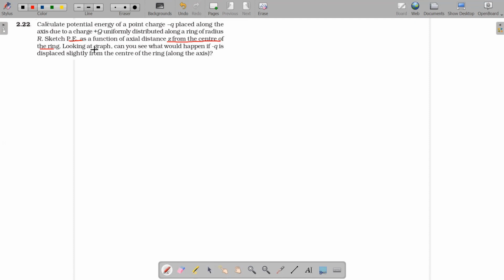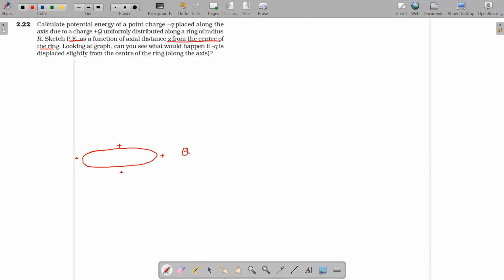Looking at the graph, can you see what would happen if minus Q is displaced slightly from the center of the ring? Two questions are combined here. It is given clearly there is a ring in which charge plus Q is distributed throughout the ring. Okay, charge is plus Q.